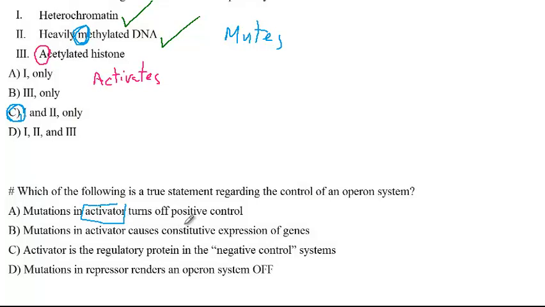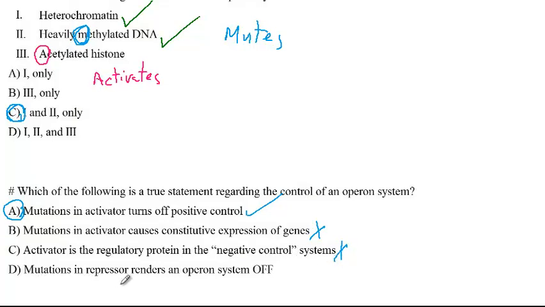Mutations in activator turns off positive control. So that is correct. Mutations in activator causes constitutive expression of genes. Actually, if we don't have the activator expressed and there is a mutation in that, there won't be any expression. So that would be an incorrect choice. Next, we have activator is the regulatory protein in the negative control system. No, that's in a positive control system. It was a repressor that was in a negative control system.